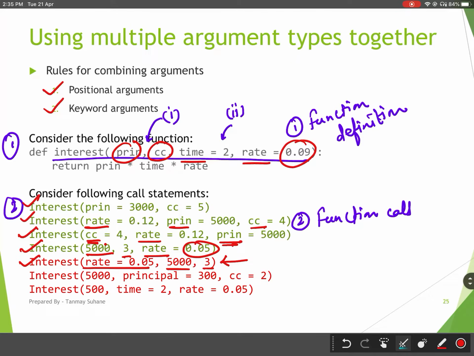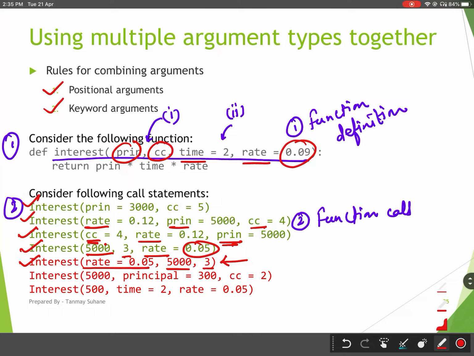If all the arguments are keyworded, then it's fine. If all the arguments are positional, then it's fine. If I am using both together, then my positional arguments should come first and then my keyworded arguments.